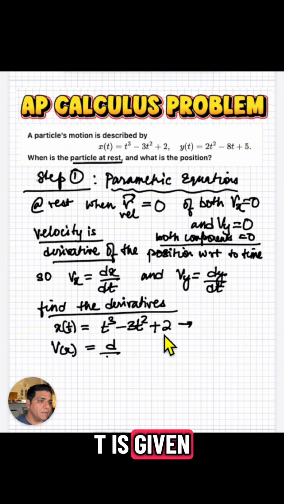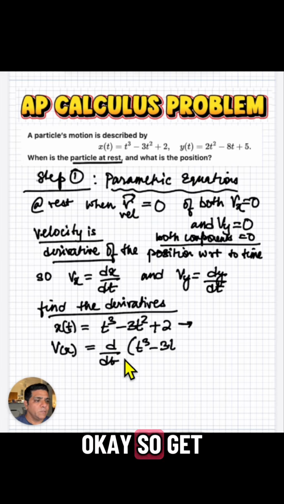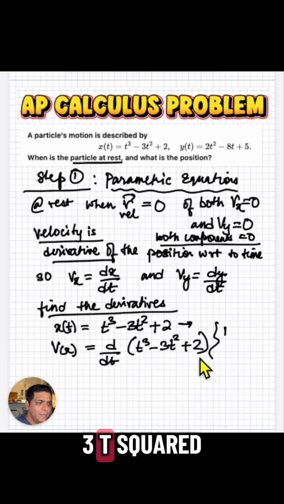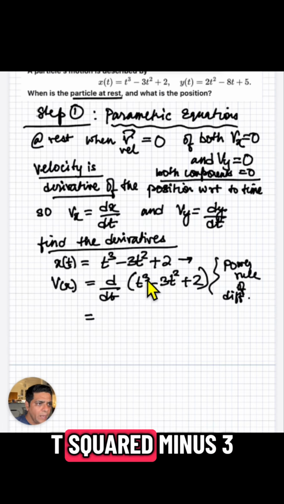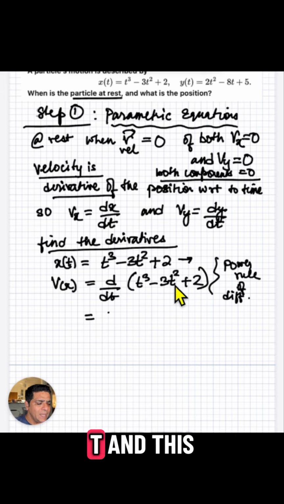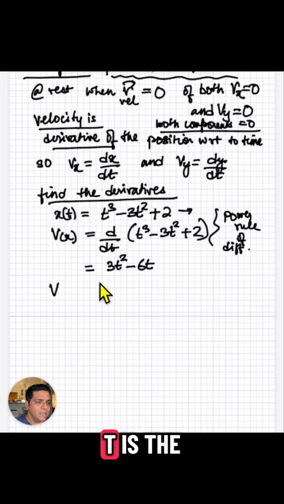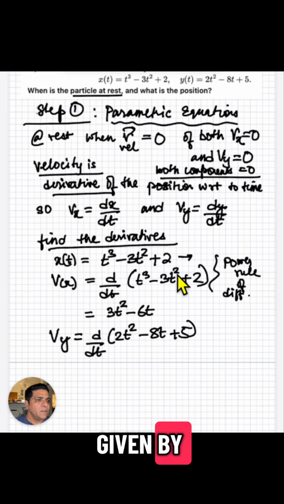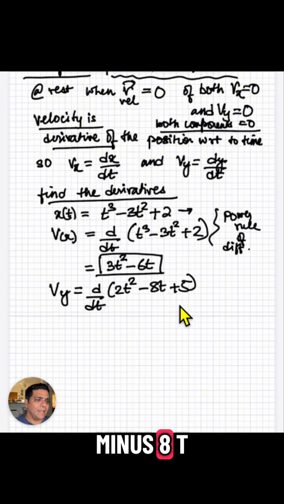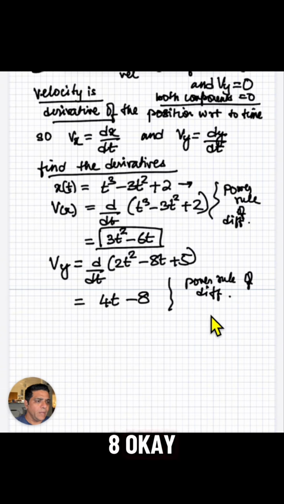So x of t is given by this, and the velocity is the derivative of this. The derivative of t cubed minus 3t squared plus 2, using the power rule: 3 comes in front, 3t squared, minus 3 times 2, 6t, and the 2 is a constant, so it's 0. So 3t squared minus 6t is the x component of the velocity. Similarly, the y component is given by 2t squared minus 8t plus 5. Using the power rule again, the derivative is 4t minus 8.